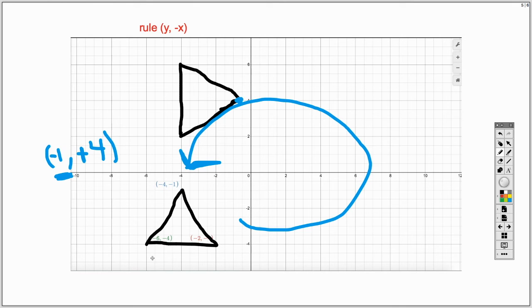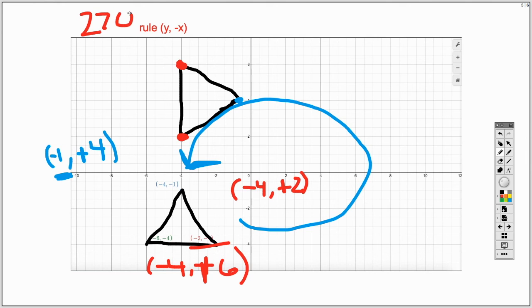So (-6, -4), I immediately know I have to swap them to (-4, -6). I can keep my y the same, but make that 6 positive. So it'd be (-4, 6), and boom, that point's located right there. And then I can do the same for (-2, -4). That would be (-4, -2). Keep my y the same and add the plus there. So it'd be (-4, 2). And yeah, it works. So this is 270.